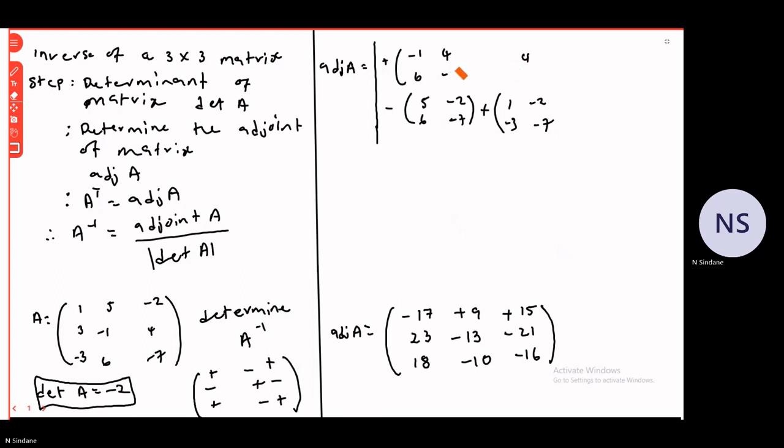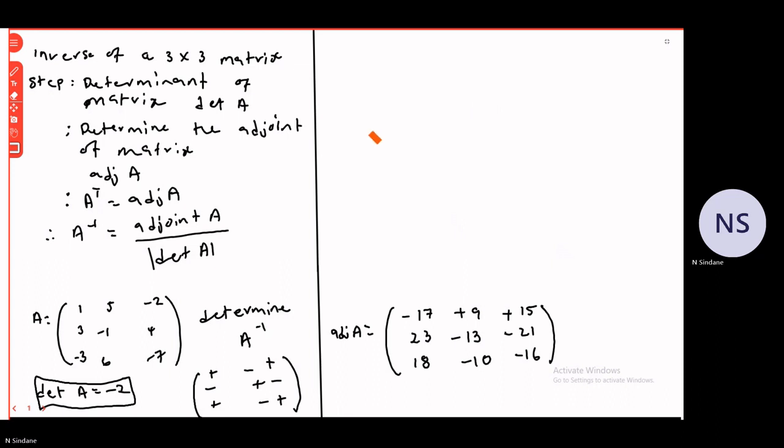Okay, then we are almost done. Second last step is to convert our adjoint to a transpose. Write it as a transpose of our adjoint. We're transposing our adjoint. Adjoint transpose.